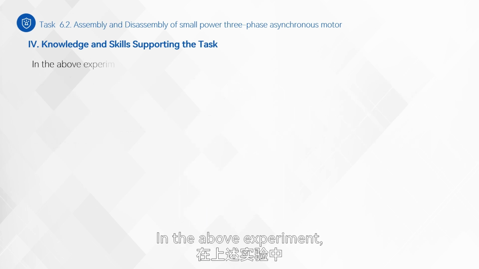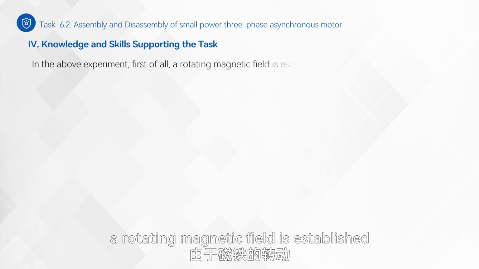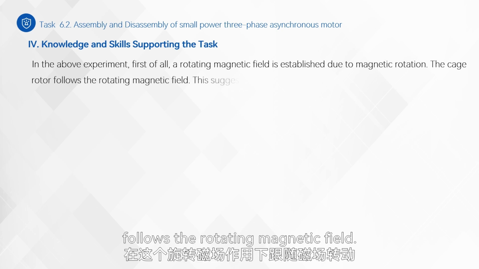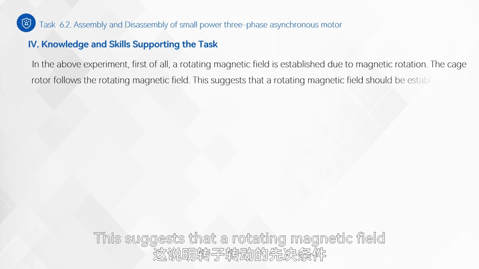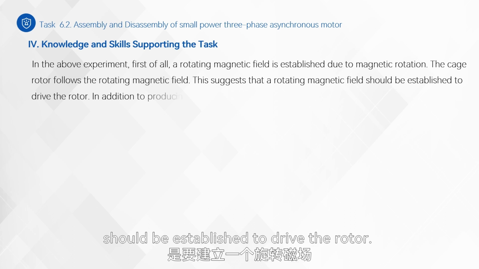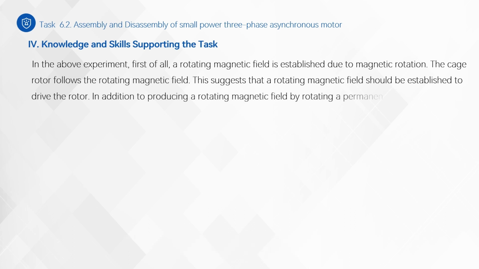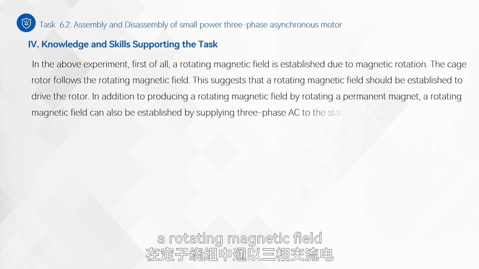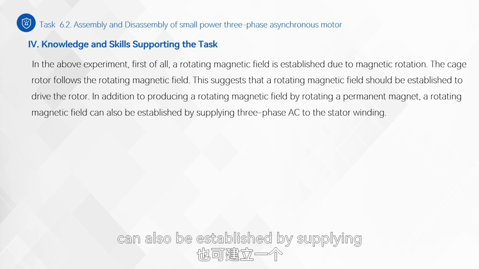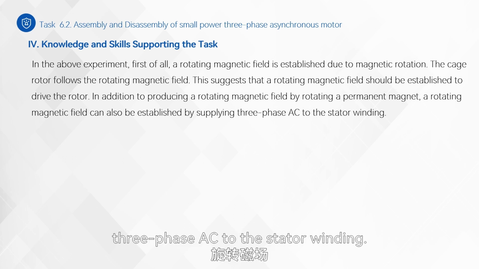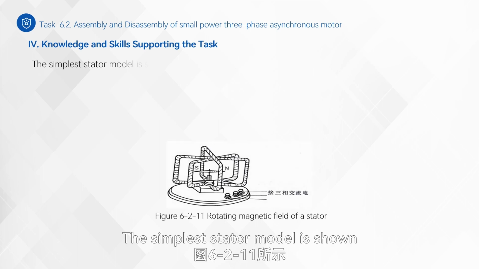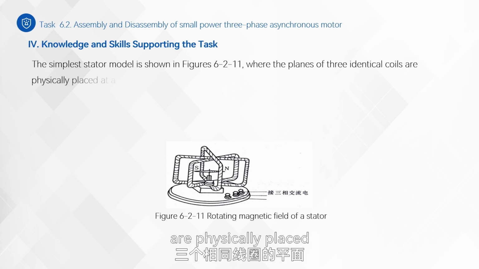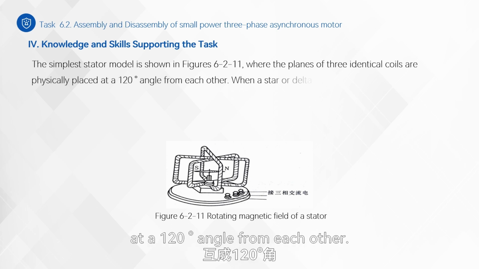In the above experiment, first of all, a rotating magnetic field is established due to magnet rotation. The cage rotor follows the rotating magnetic field. This suggests that a rotating magnetic field should be established to drive the rotor. In addition to producing a rotating magnetic field by rotating a permanent magnet, a rotating magnetic field can also be established by supplying three-phase AC to the stator winding. The simplest stator model is shown in Figure 6.2.11, where the planes of three identical coils are physically placed at a 120 degrees angle from each other.